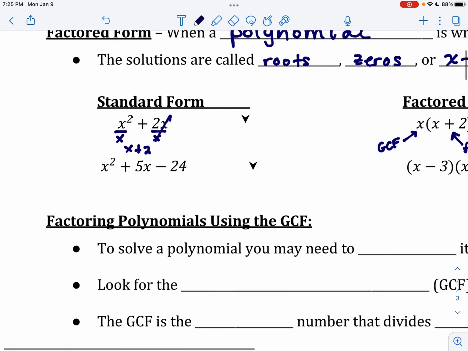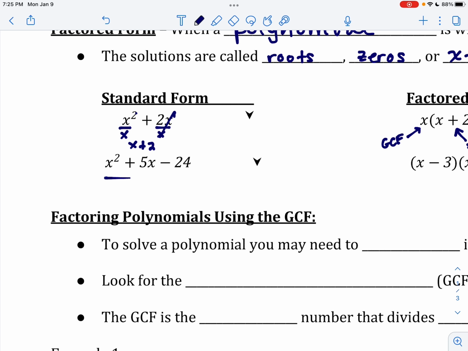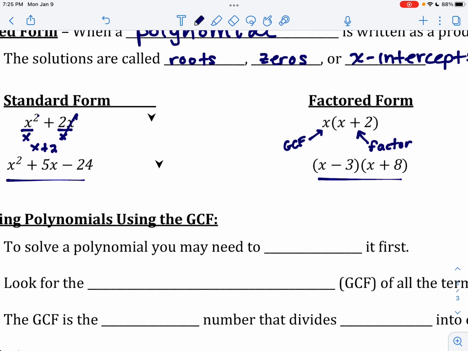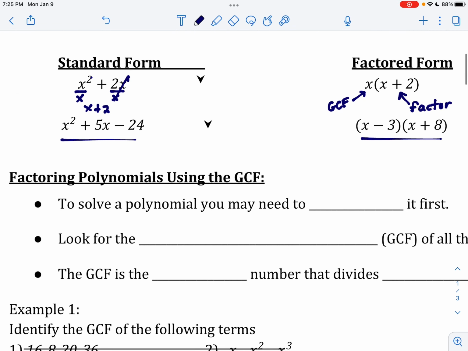All right. And then this one, it's just in standard form. We're going to learn how to factor these later on in the next couple of class periods. We're going to learn how to factor trinomials. So the next part is factoring polynomials using the greatest common factor.